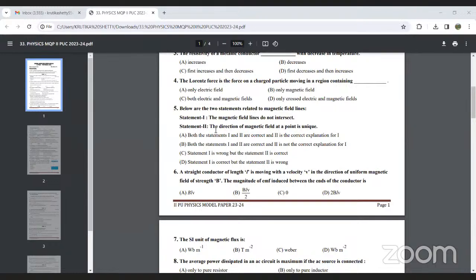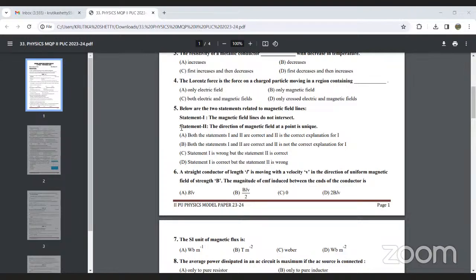The magnetic field lines do not intersect. The direction of the magnetic field lines at a point is unique. Yes, A option is correct here. So A option is correct. That is, both the statements are correct. But the second statement is related to the first statement. It is 100% right. If they intersect, we cannot show the direction. That's why they do not intersect with each other, as they are having the unique direction.